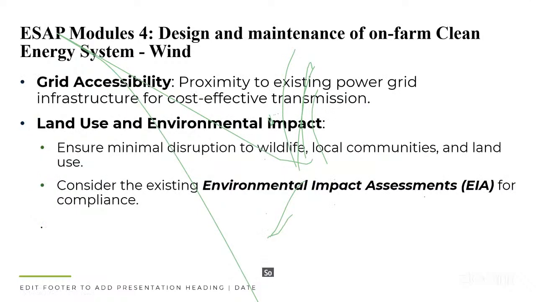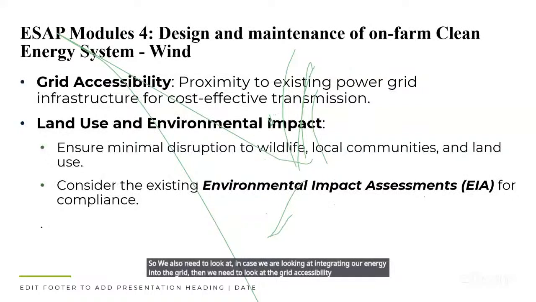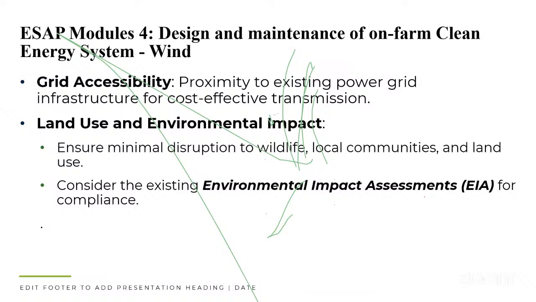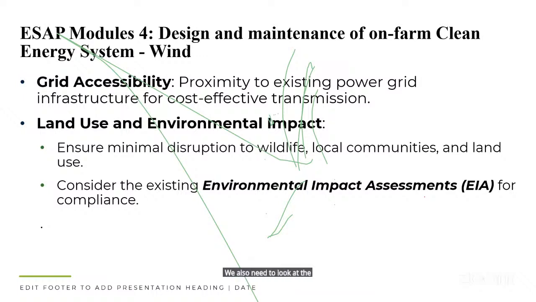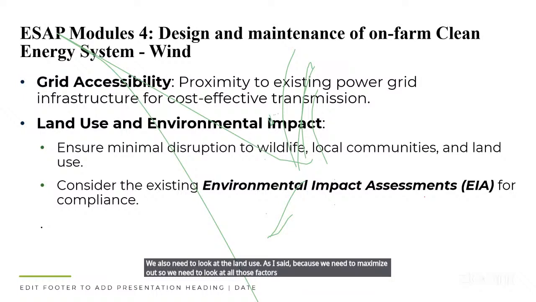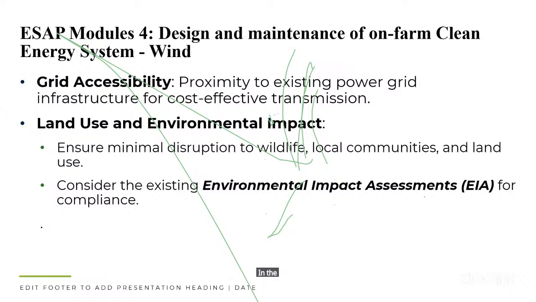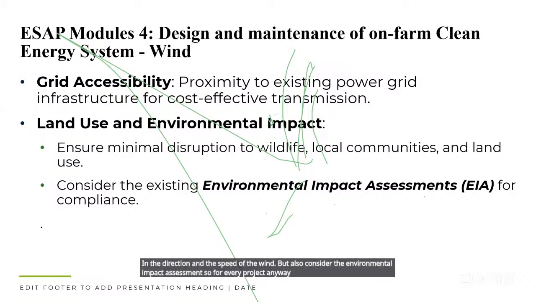So we also need to look at, in case we are looking at integrating our energy into the grid, then we need to look at the grid accessibility. If you really need to sell it to the grid or use a mini grid, you need to see the accessibility and how much this will cost to actually make the integration effective. We also need to look at the land use. As I said, because we need to maximize our output, we need to look at all those factors that could create fluctuation in the direction and the speed of the wind. But also consider the environmental impact assessment. So for every project anyway, you still need to do an environmental assessment for compliance reasons.